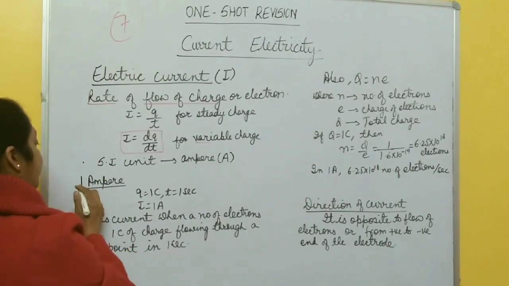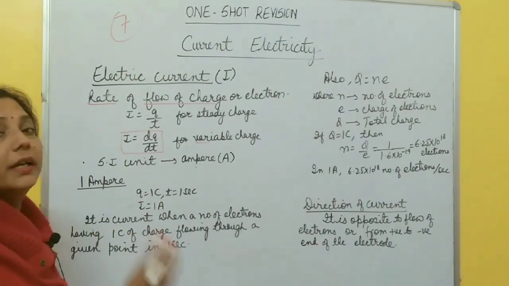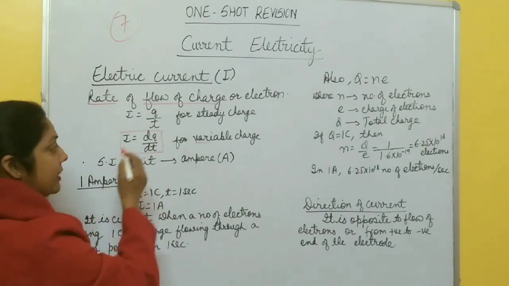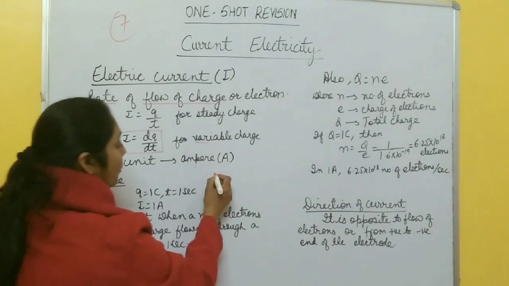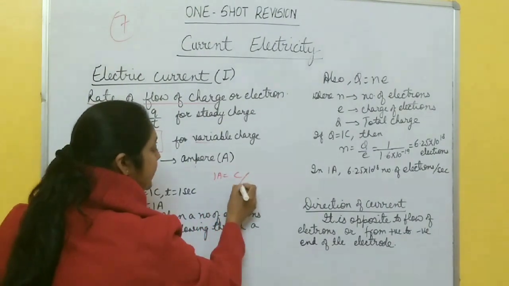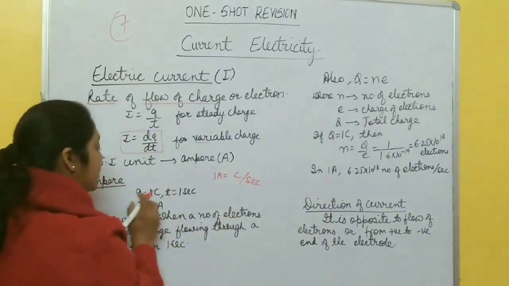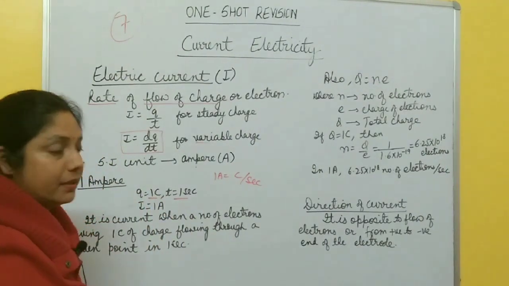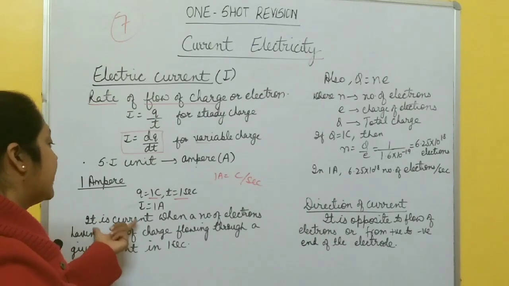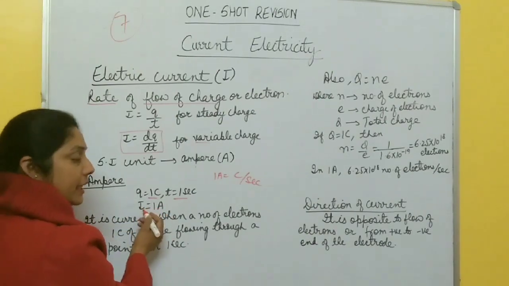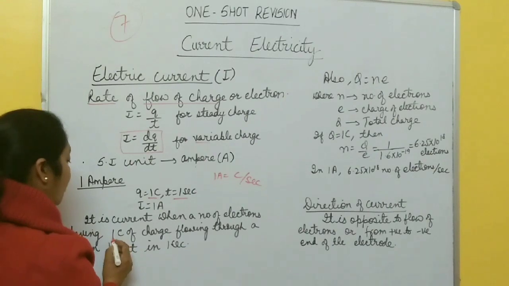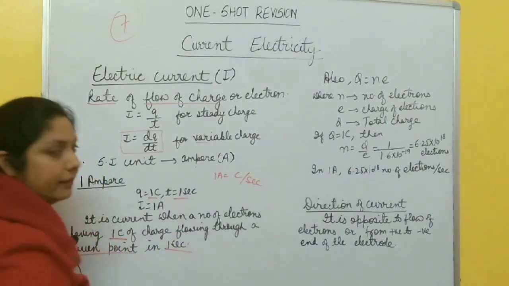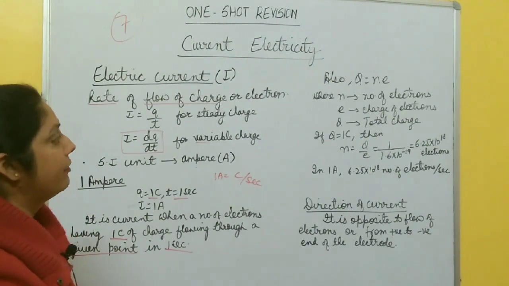From here, one definition is there, 1 ampere. What is 1 ampere, right? Here, Q is in coulomb, t is in second. So 1 ampere is 1 coulomb per second. It means if charge is 1 coulomb and time is 1 second, then current is 1 ampere. So in this way you can define current. 1 ampere is the current when the number of electrons having 1 coulomb of charge flow through a given point in 1 second. This forms 1 ampere current, right?